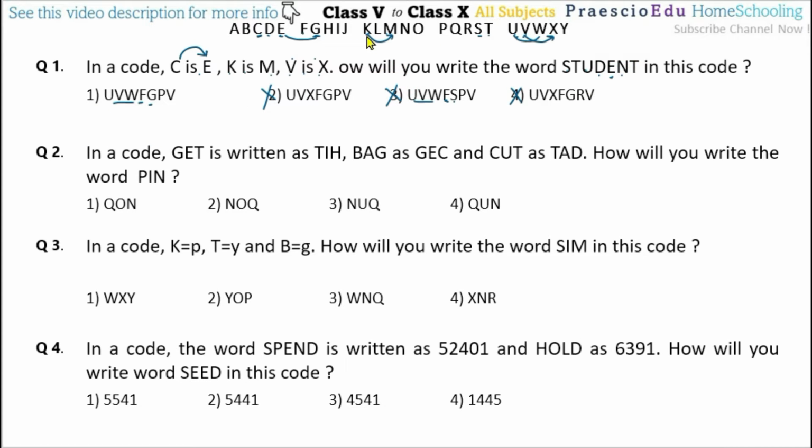Then N and the T. So N means P and the T means V. So P and V. Okay. So option number 1 is the correct one.